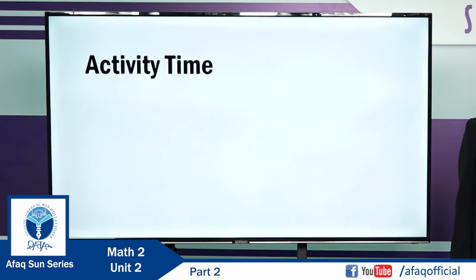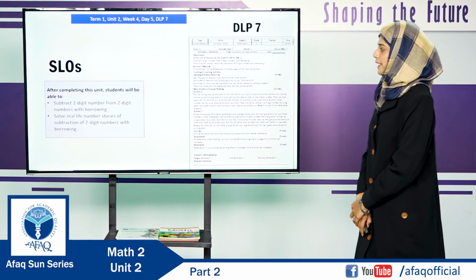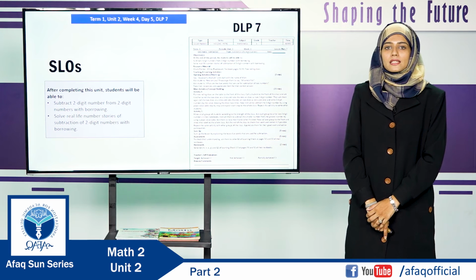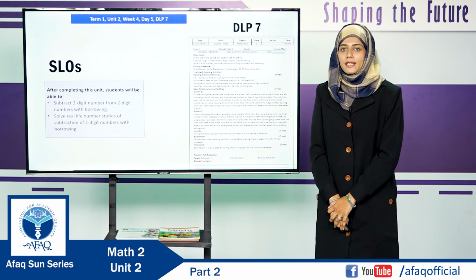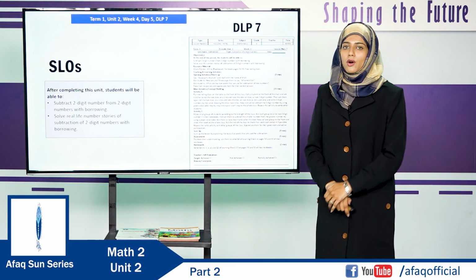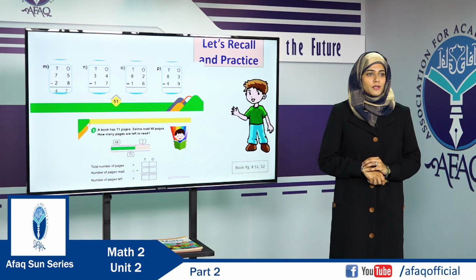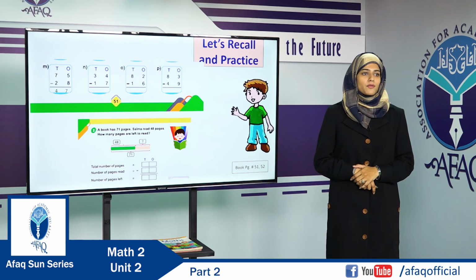It's an activity time. Let's move towards the other concept. In this SLO, we are going to subtract a 2-digit number from a 2-digit number with borrowing. To cover this, the methodology has been given in DLP 7, which falls in Term 1, Unit 2, Week 4 of Day 5. Let's see the exercise. On page number 51-52, here are some questions given. I will solve the first one for you.